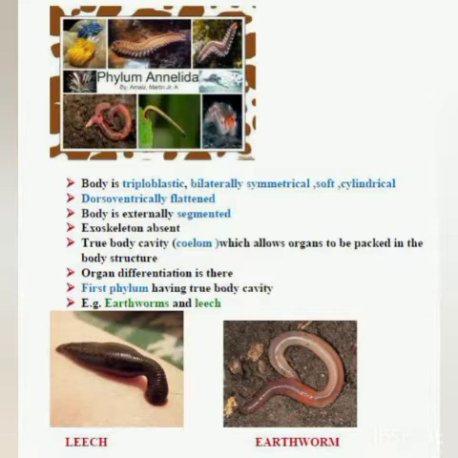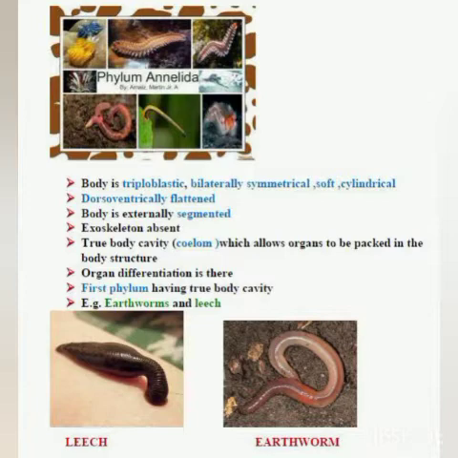It has a true body cavity, that is the coelom. It doesn't have a pseudocoelom. Pseudocoelom means the false cavity. False cavity means what? There is a cavity, but inside the cavity organs are not there. So that is called the false coelom or the pseudocoelom. What is the true coelom or the true body cavity? When a cavity is there and the organs are placed in the cavity, that is the true cavity or the coelom. So the annelids have the true body cavity, which allows the organs to be packed in the body structure. I hope it's clear to you.